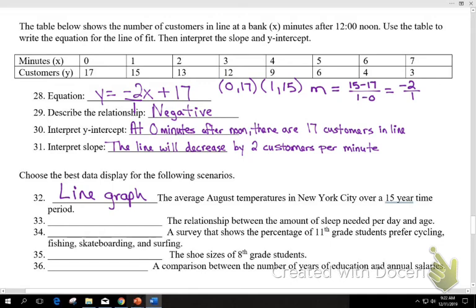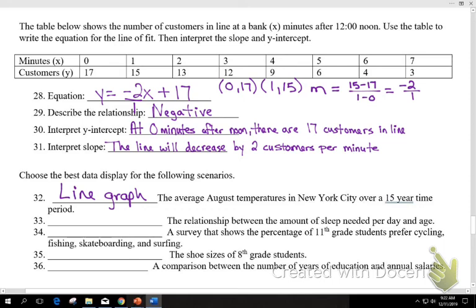Number 33, it's a different number on your paper. What is the relationship between the amount of sleep needed per day and age? What data display? Jakari? Scatter plot. How did I know that? Because it's a survey. Nope.